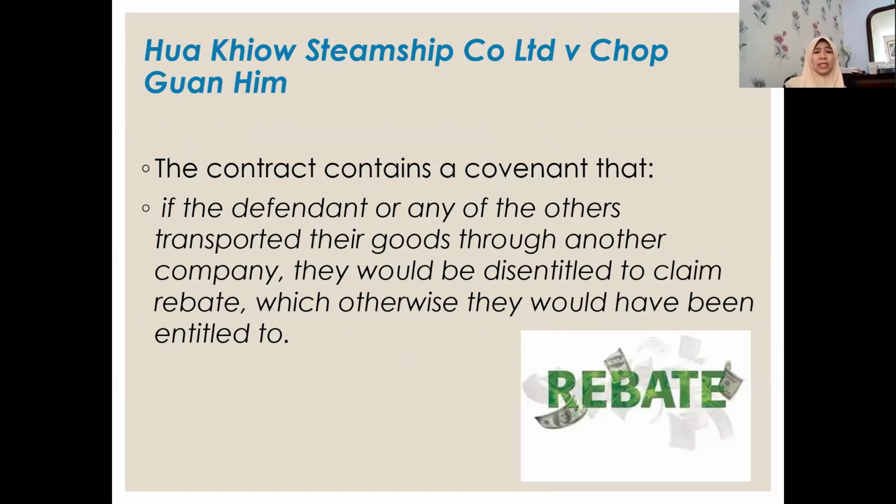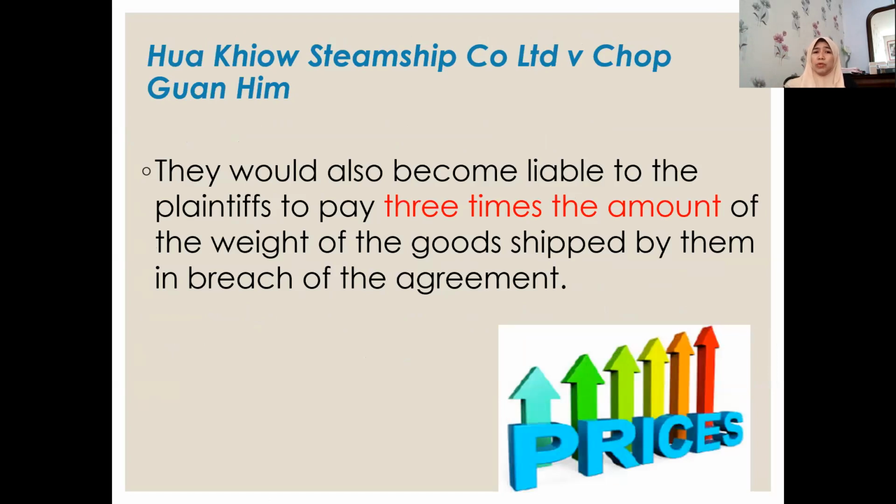And the contract contains a covenant that if the defendant, the trader, or any of the others transported their goods through another company, they would not be entitled to claim the rebate. If you use another steamer, you cannot claim the rebate. Rebate is like a discount, with some slight difference here, which otherwise they would have been entitled to. And because the traders agreed to sign the agreement and promised to use the steamship company, they would also become liable to the plaintiff to pay 3 times the amount of the weight of the goods shipped by them in breach of the agreement. If you breach the agreement and choose another steamer, then you have to pay 3 times. It's like a penalty. You cannot use another steamer because you agreed to use my steamer. That's basically what the steamship owner said.